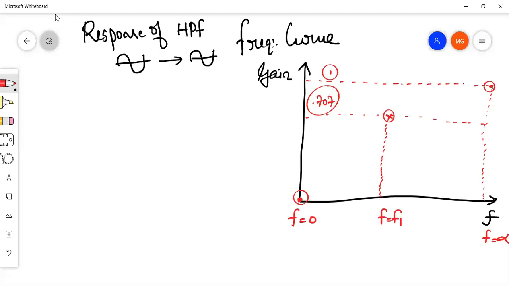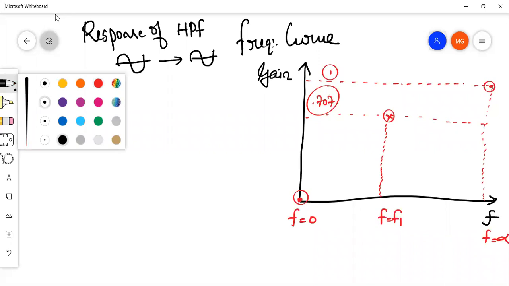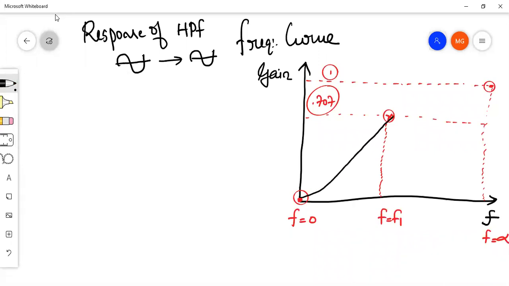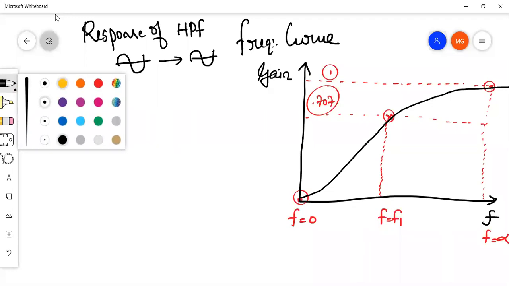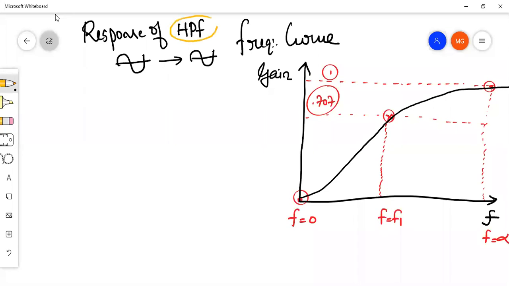So what will be the graph? I need to plot the graph. Then, how can you say from this graph which frequency it is passing and which frequency it is blocking? High pass filter means it is passing which frequency and blocking which frequency? High frequency passes.